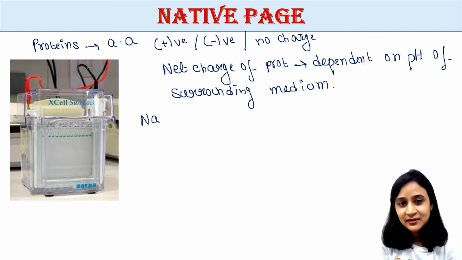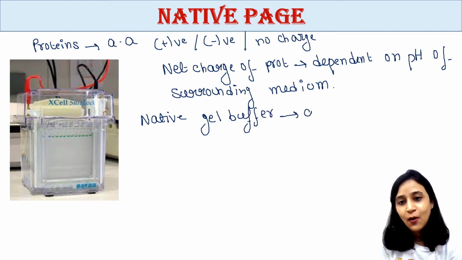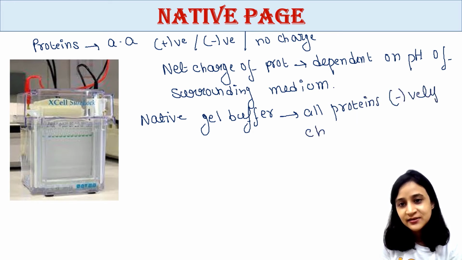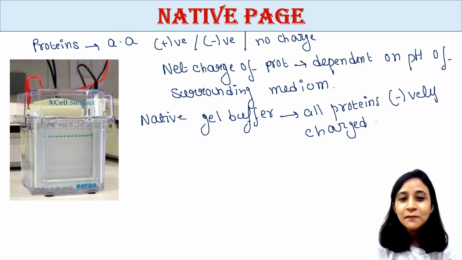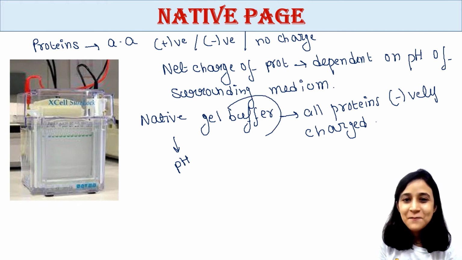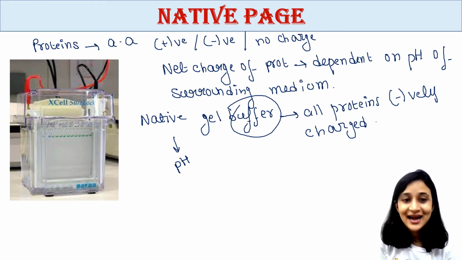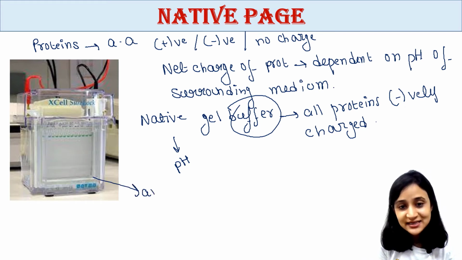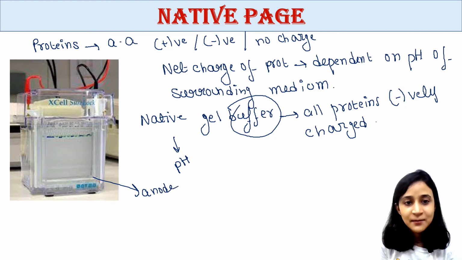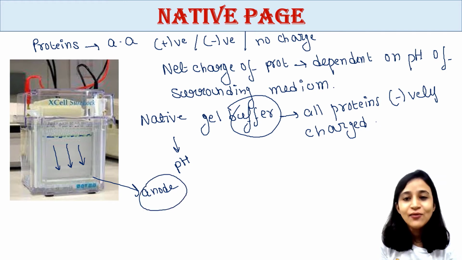So in native gel buffer, all proteins are negatively charged due to the pH of this buffer. Therefore, all the proteins migrate to the positively charged electrode, that is the anode. We have seen in the last picture that this is the anode, and all the proteins migrate toward the anode because proteins are negatively charged.